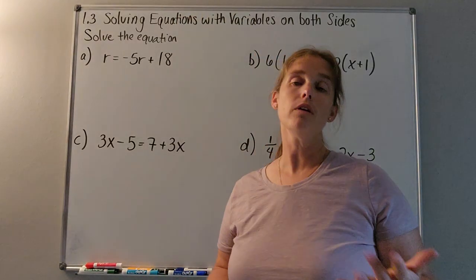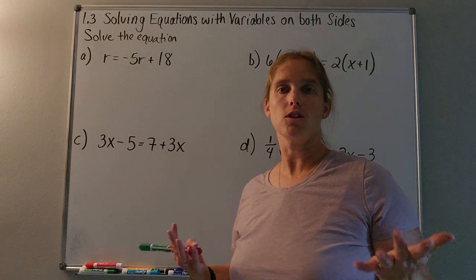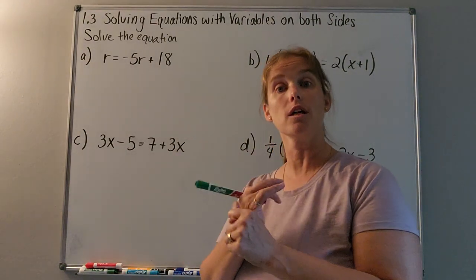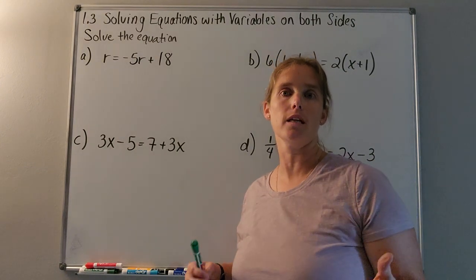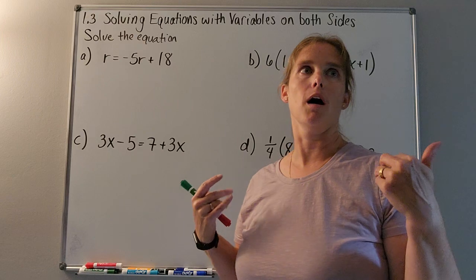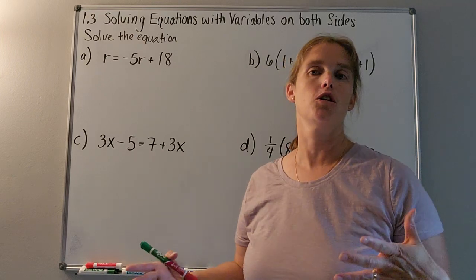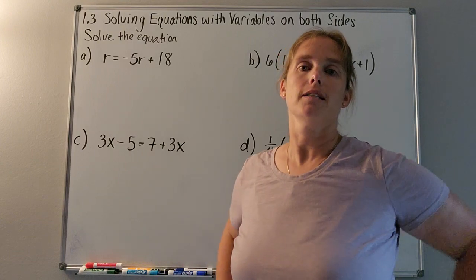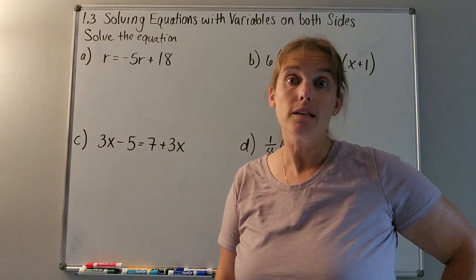All right, so when we're solving equations with variables on both sides, our ultimate goal and our process really remains the same. Our goal is still to get the variable by itself on one side of the equation, if at all possible. And we use inverse operations and keep our equation balanced, doing what we do to one side to the other side, to keep everything balanced as our process.